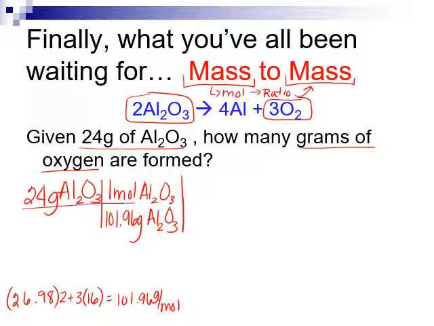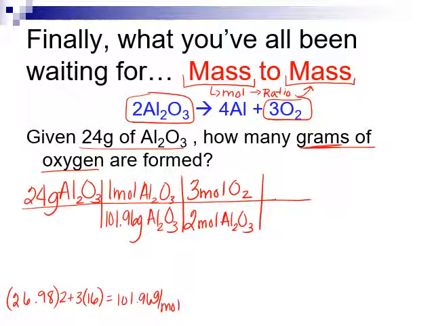Okay, so let's start my line. Well, I'm in moles of aluminum oxide, and the mole ratio is the great translator. So let's translate from moles of aluminum oxide to moles of oxygen. So 2 moles aluminum oxide will make 3 moles of oxygen. If I stopped right here, I would have moles of oxygen, but it asks for grams. So I'll keep on going.